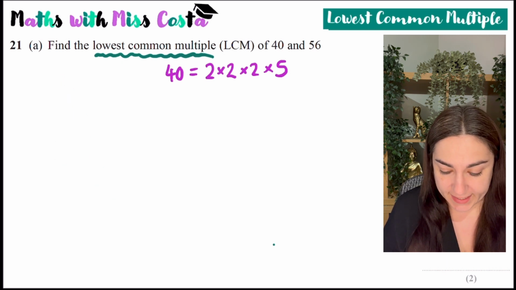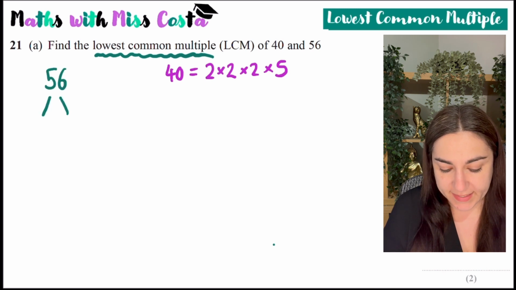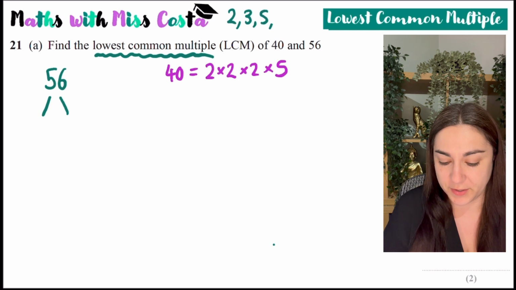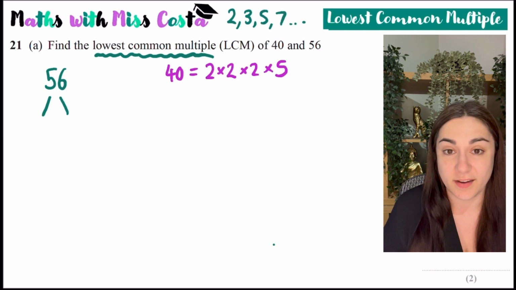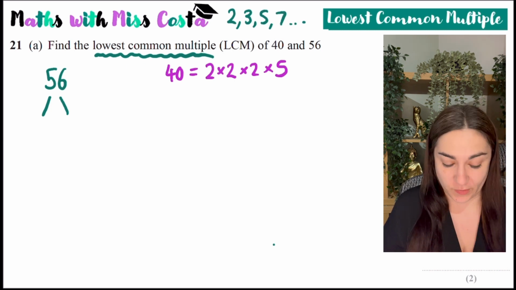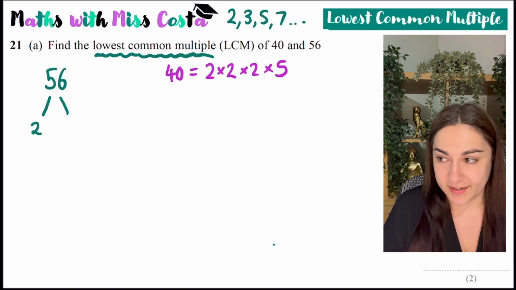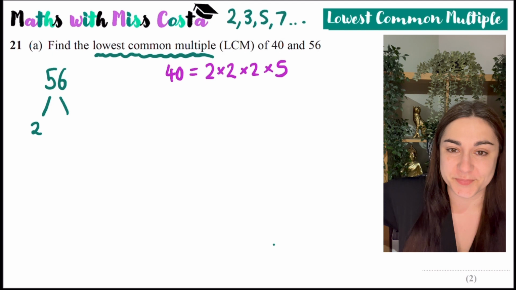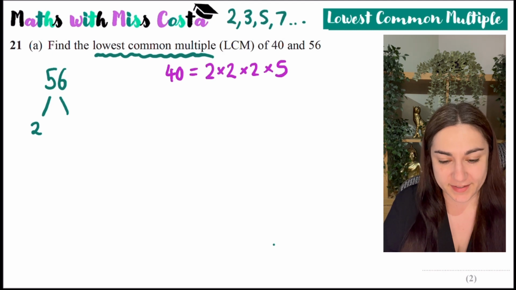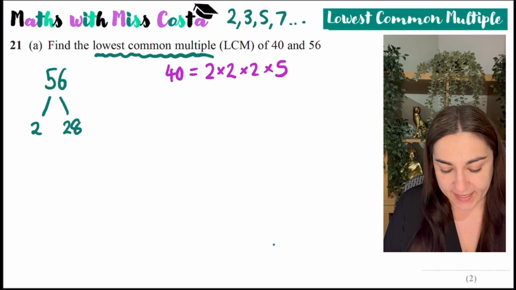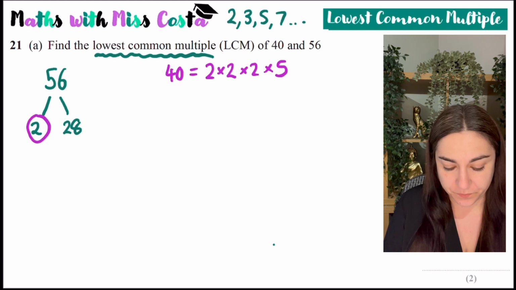So now I do the same for 56. So I'm splitting it up. Generally, it's best to start with 2. Try dividing your number by 2, 3, 5, 7, essentially the prime numbers. It makes your life a lot easier. So 2 times, and it's been a long day, so I'm just going to use a calculator. 56 divided by 2 is 28. So 2 times 28, I circle the 2.